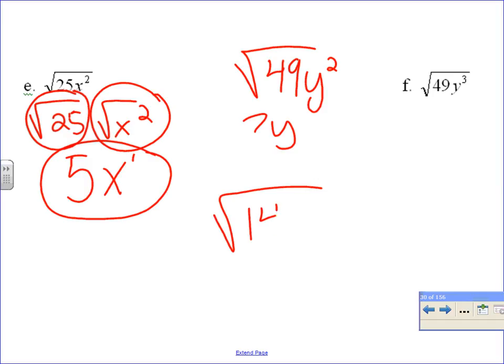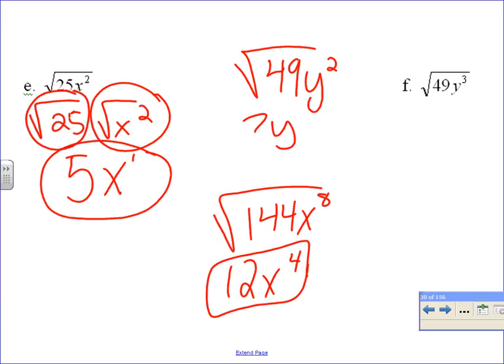Okay, raise your hand when you know this one. What's the square root of 144x to the 8th? Uh-oh, not as many hands this time. Charles? Tell me why. How'd you get x to the 4th? Good. 8 divided by 2 is 4. When you have an even number exponent, it's perfect. To take the square root of this, you divide this number by 2, and you get 4.